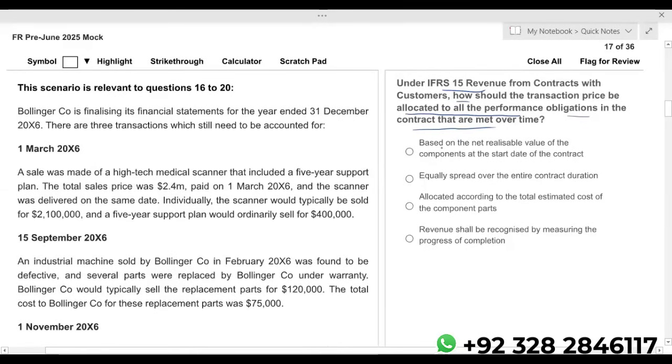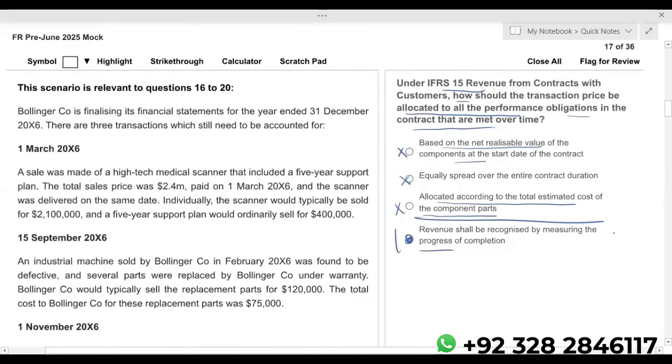Okay, let's see. Based on the net realizable value of the components at the start date of the contract, illogical. Equally spread over the entire contract duration, not at all. Allocate according to the total estimated cost of the components. Why cost? Revenue should be recognized by measuring the progress of completion.